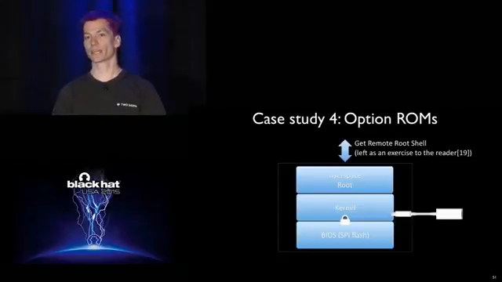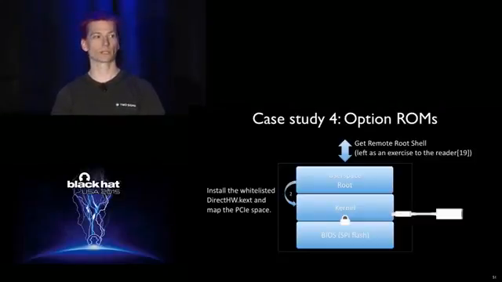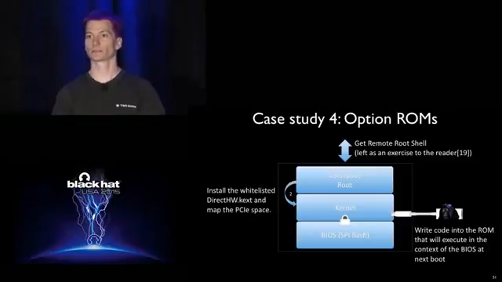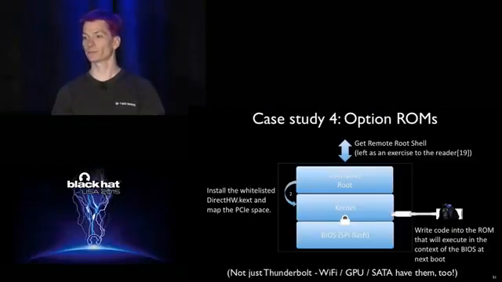This means that now an attacker who can get a root shell on the machine using whatever attack is currently unpatched is able to install the whitelisted direct hardware kernel extension, map the PCIe space, and then write their code into the option ROMs of those devices.